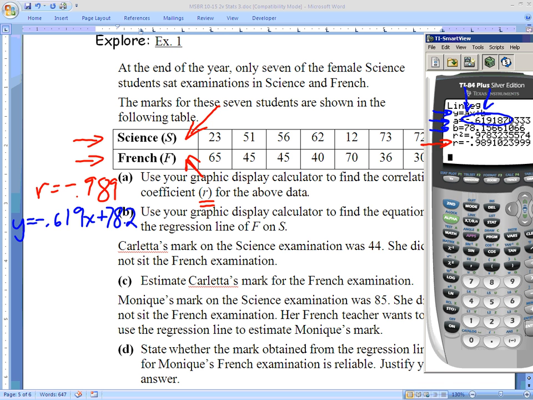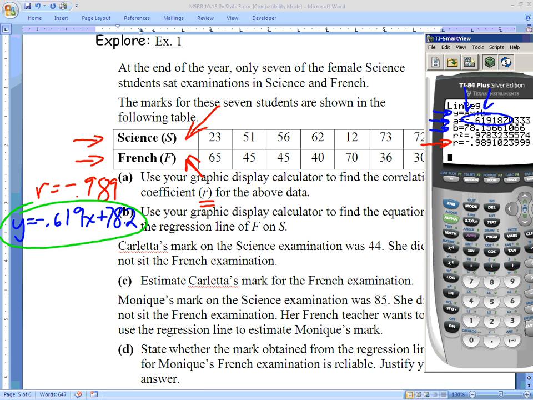All right, then it goes on to say that Carletta's mark on the science examination was 44. She did not sit for the French exam. Estimate Carletta's mark for the French exam. So we're going to use this data that we have here, or specifically this line, or equation of a line, to make a prediction about Carletta's French exam, even though she didn't take it. She took the science exam, it was a 44.